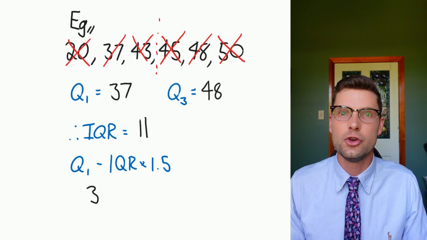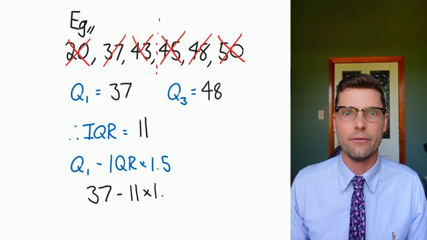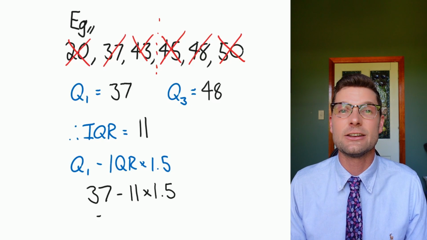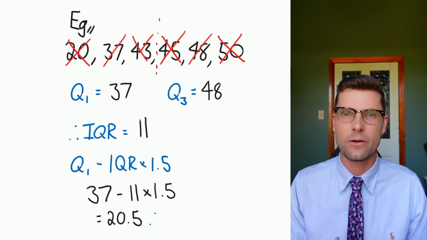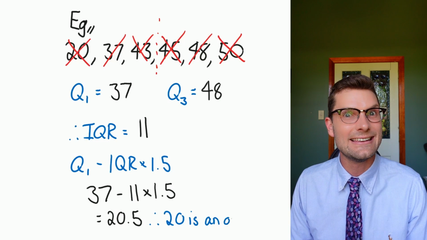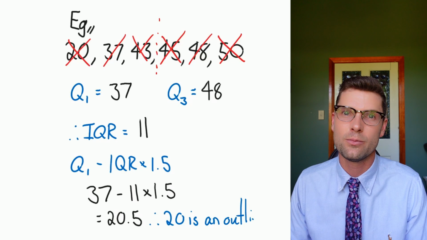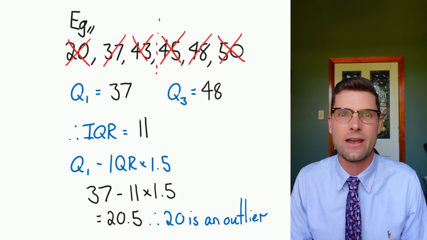That means I've got to use Q1 minus the interquartile range, which is 11, times 1.5. If you just throw this into your calculator, it gives you the answer of 20.5. So that means that any number below 20.5 is an outlier. So that means in our example, 20 is an outlier, but 21 wouldn't be. I know it seems like a really silly cutoff, but you have to have a cutoff somewhere, and that's what this formula determines.